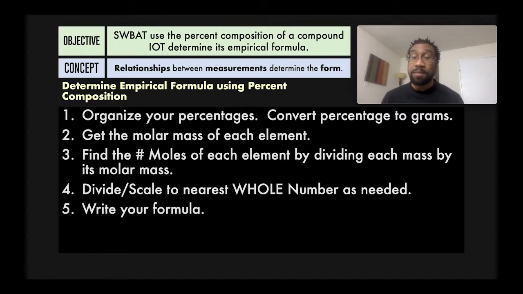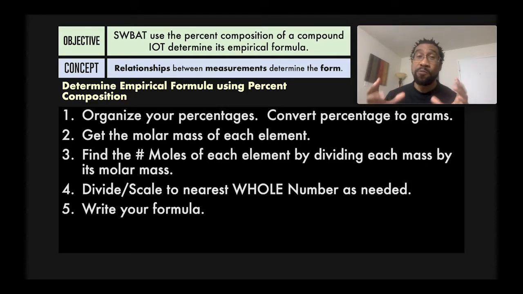So there are several steps involved, all right? And I tried to organize this as best as I could so that you could easily follow and understand and even set this up on your own if you ever would have to do this on your own, okay? So in order to determine the empirical formula using percent composition, here's what we need to do. We need to organize our percentages and convert them to grams.